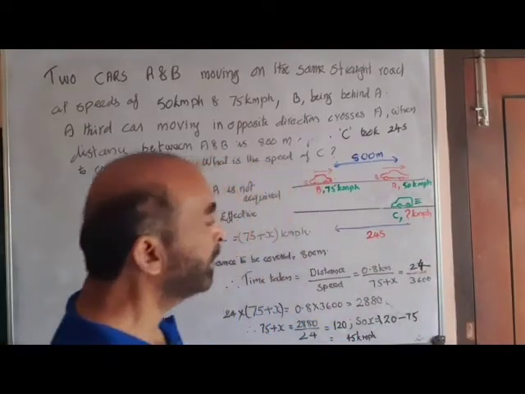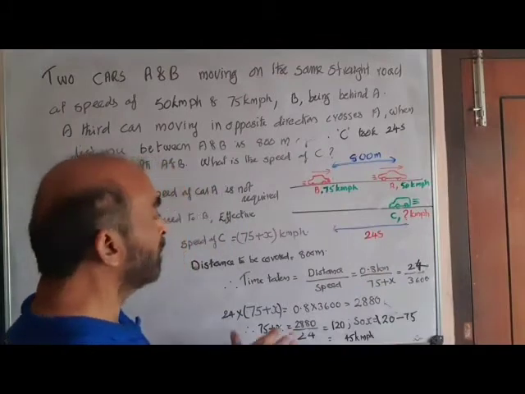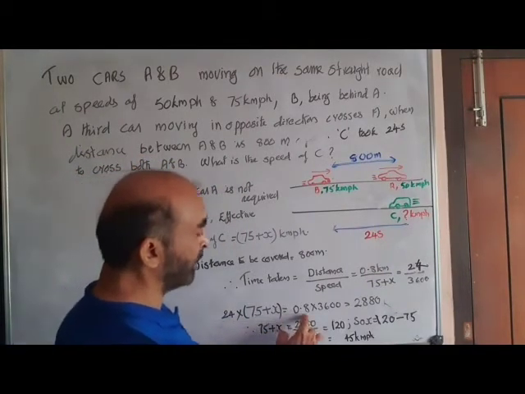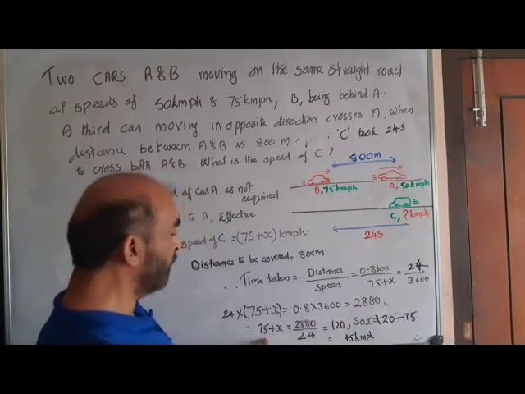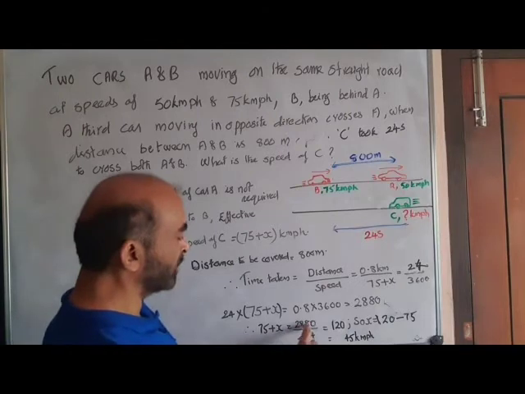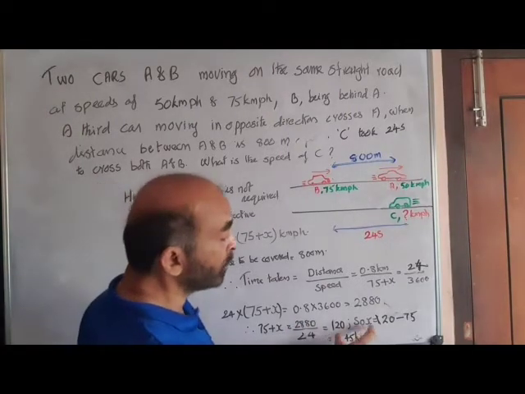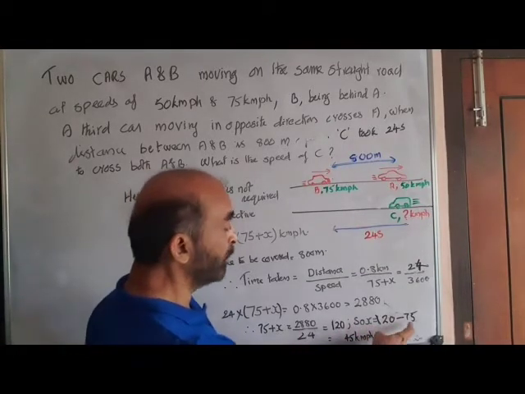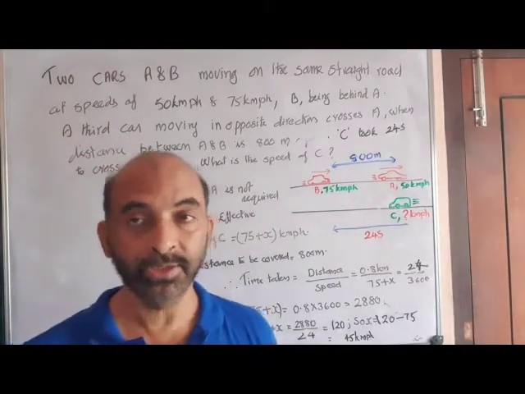24 seconds. Converting to hour, 24 by 3600. Cross multiply. 24 into 75 plus x is equal to 0.8 into 3600, which is equal to 2880. So 75 plus x is equal to 2880 by 24, which is 120. Therefore x, the speed of car C, is 120 minus 75, 45 kilometer per hour. That will be our answer.